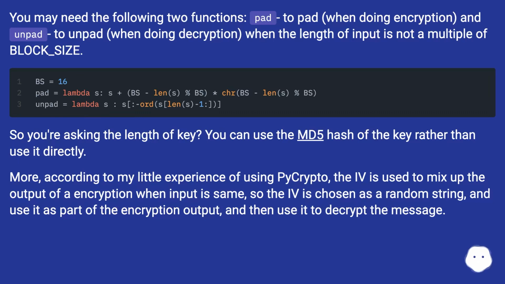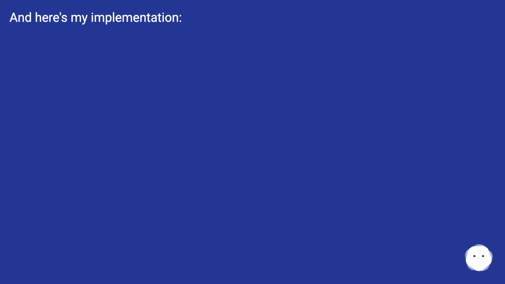More, according to my little experience of using PyCrypto, the IV is used to mix up the output of our encryption when the input is the same, so the IV is chosen as a random string, used as part of the encryption output, and then used to decrypt the message. And here's my implementation.